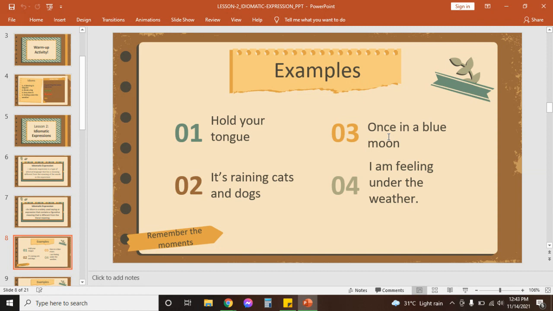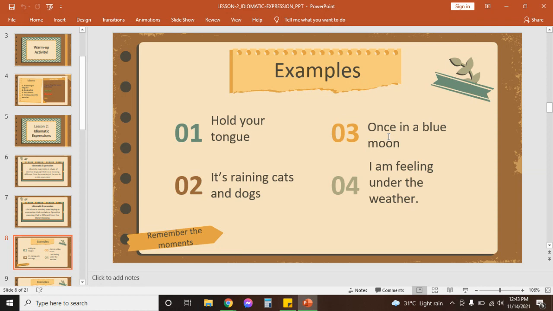For example, let me give you an example. I don't really like vegetables. I only eat them once in a blue moon. I don't really like vegetables. I only eat them once in a blue moon.